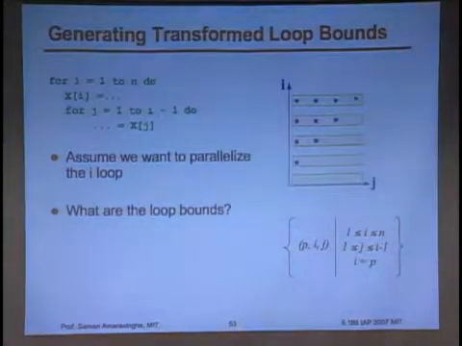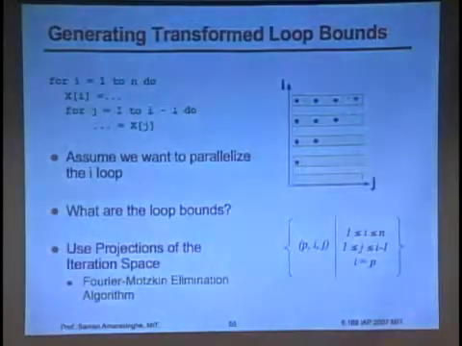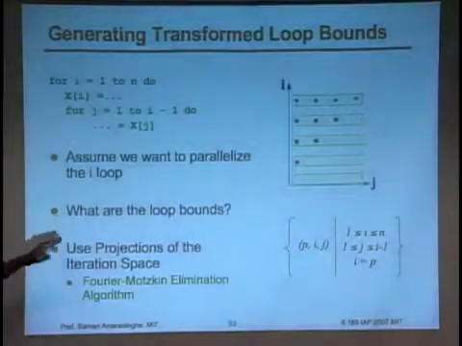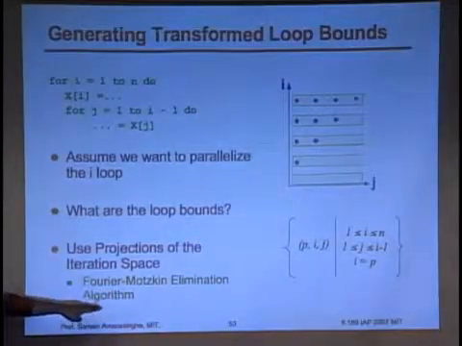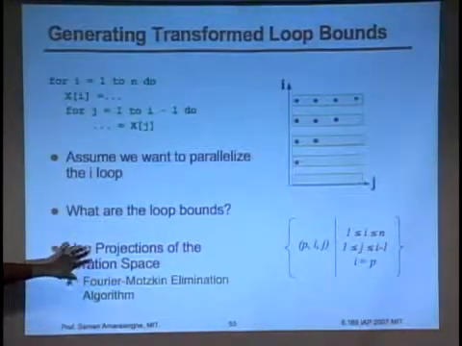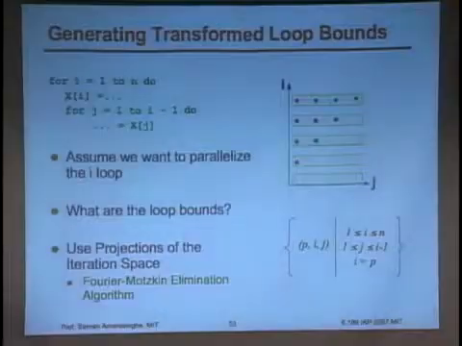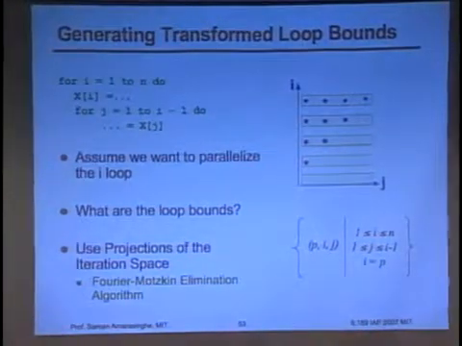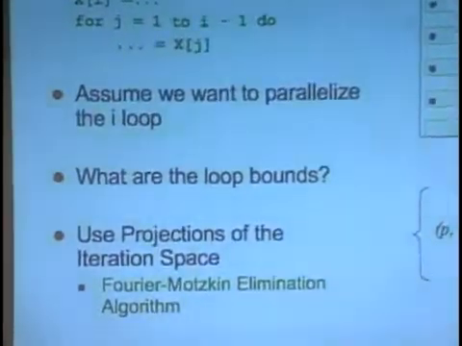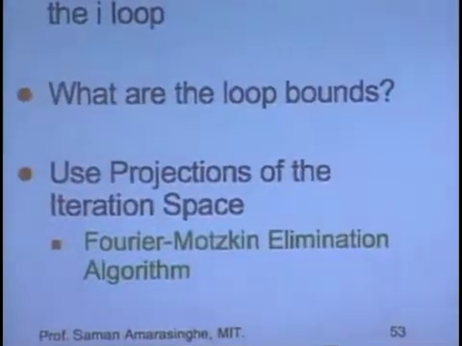So what are the loop bounds in here? What we can do is use another technique called Fourier-Motzkin elimination to calculate loop bounds by using projections of the iteration space. I will go through it a little bit to give you a flavor of what it is. If you've done integer linear programming, this is an extension of those techniques.